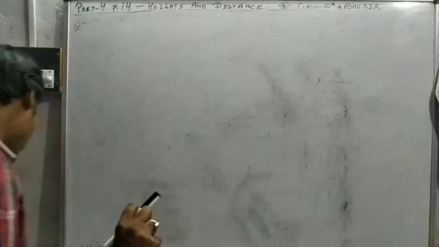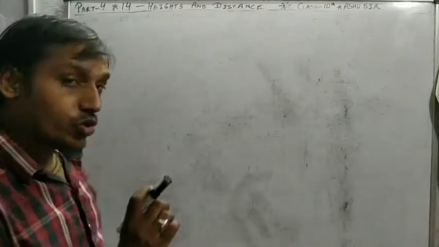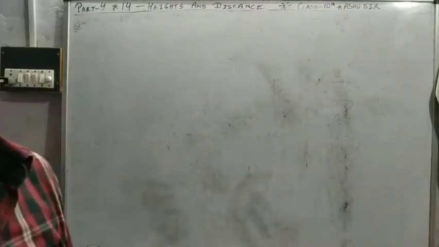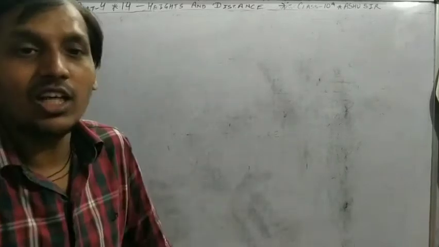What's the question? Read the question. The angle of elevation of an airplane from a point on the ground is 45 degree. After a flight of 15 seconds, the angle of elevation becomes 30 degree. If the airplane is flying at a constant height of 2500 meter, find the speed of the airplane. This question I explained in a previous video, but only in the place of the airplane we took a balloon.